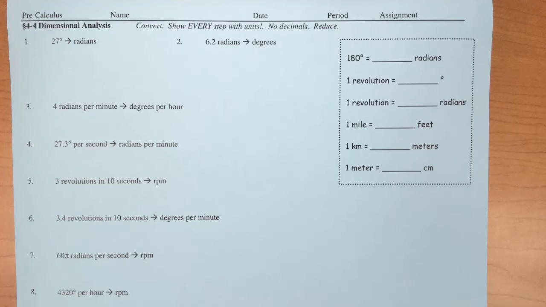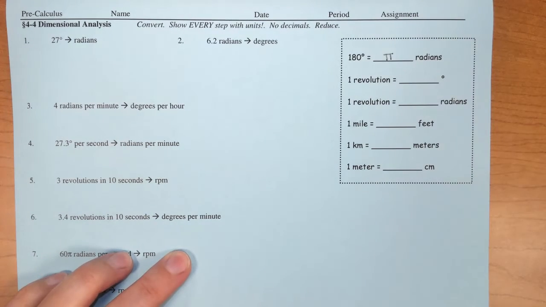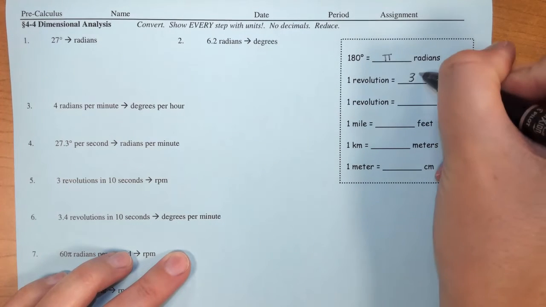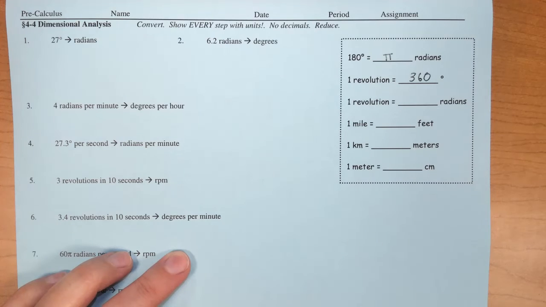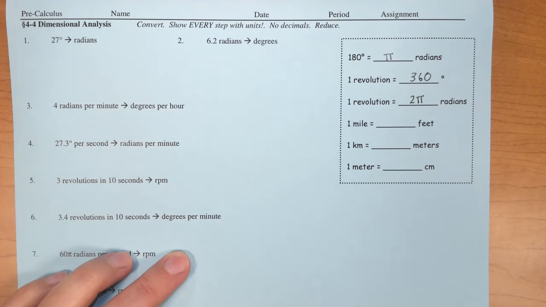So, 180 degrees is, as we all know, pi radians. So let's fill that in. 1 revolution we know to be 360 degrees. It's 1 full revolution around a circle. In radians, that is 2 pi radians. 360 degrees is 2 pi radians.